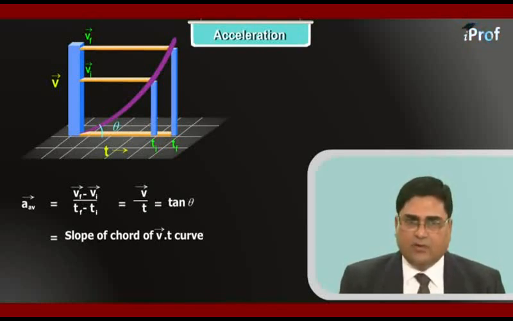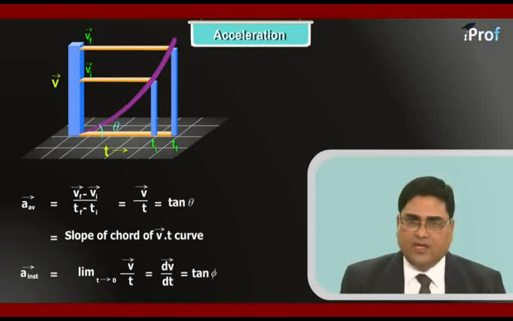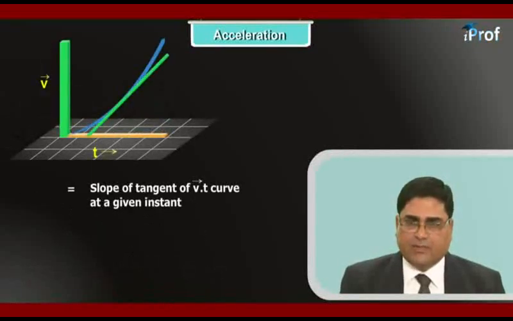Now let's see how instantaneous acceleration is defined. Instantaneous acceleration is the acceleration of a body at a given instant, which can be defined as the limit delta t tends to 0 of delta v vector upon delta t. That is equal to dv upon dt, which is equal to tan phi, the slope of the tangent of the velocity time curve at a given instant. From this equation, since acceleration equals dv upon dt, we can also conclude that dv equals a dt.